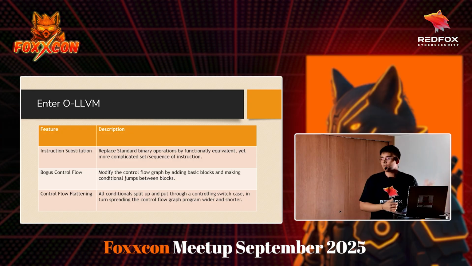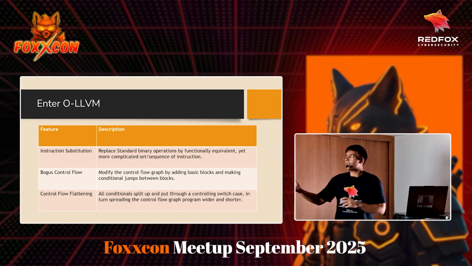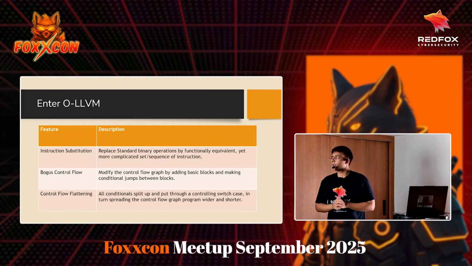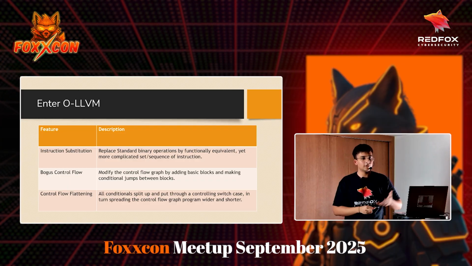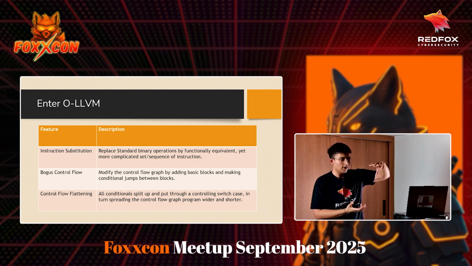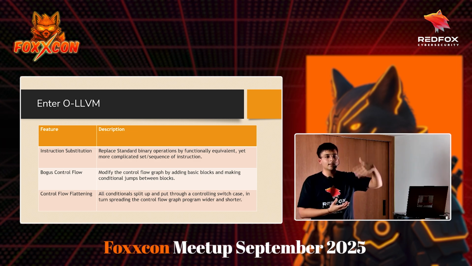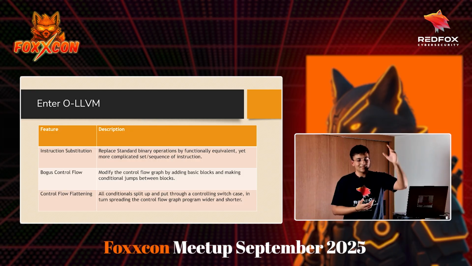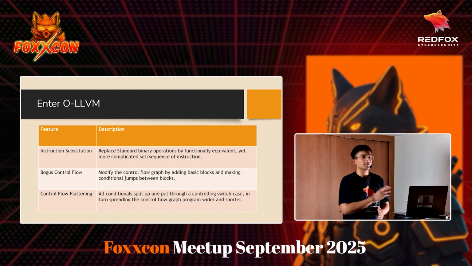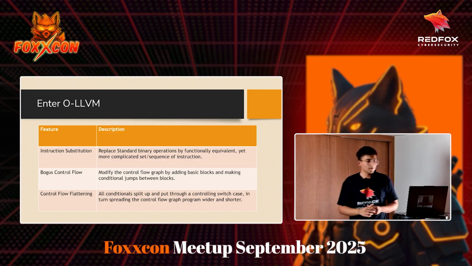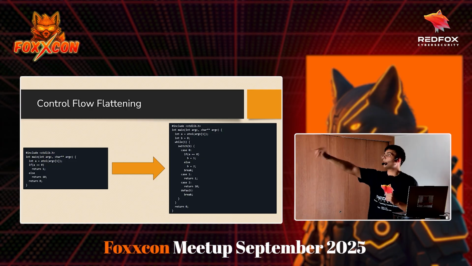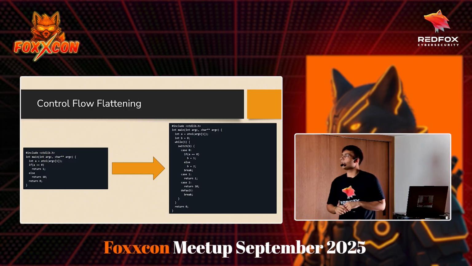And control flow flattening converts every conditional into an infinite loop, right? So if you know what infinite loops look like in assembly, then you're going to come across that basic block and you're going to think that this is an infinite loop. But somewhere inside of that infinite loop is a conditional that will break it out of the forever loop, right? So that was the instruction substitution. This is an example of control flow flattening.